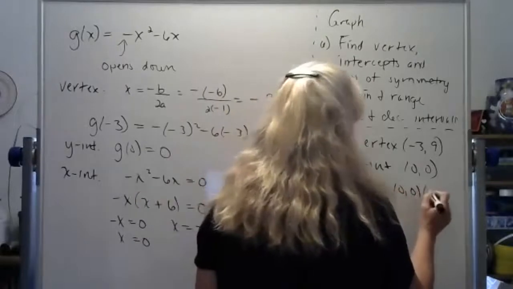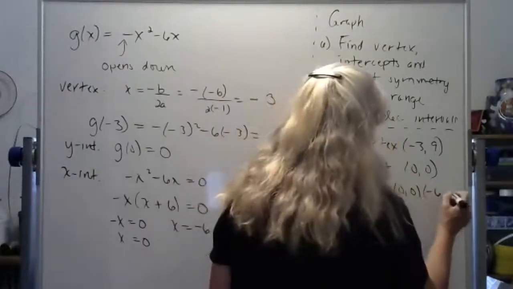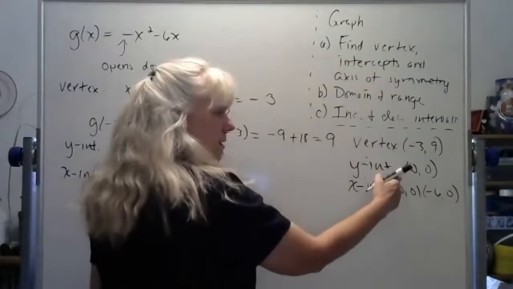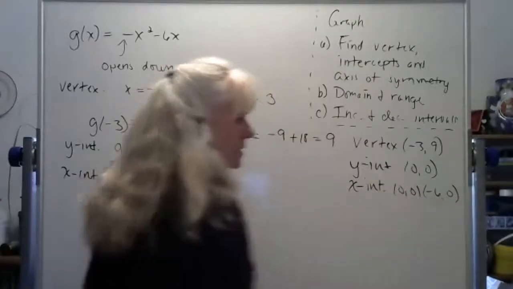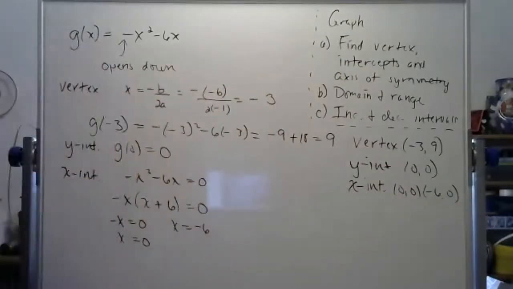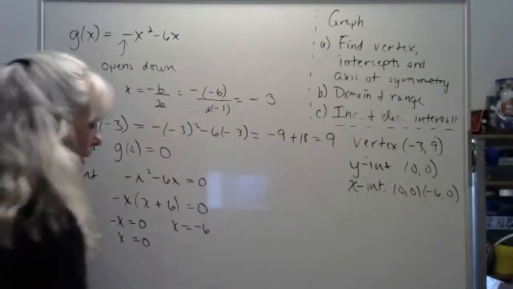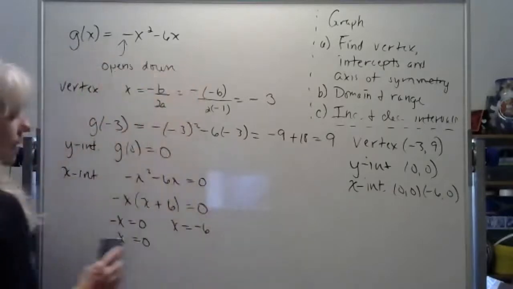Okay, 0, 0, and we said negative 6, 0. So I'm not surprised if the y-intercept was at the origin that one of the x-intercepts is also at the origin. That makes sense. Okay, at that point, I've got all the information I need to go graph it.